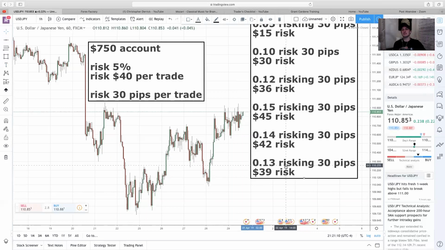So I hope you guys understand everything that I just went over. If you have any questions, feel free to reach out and ask me. But guys, this has literally helped me take my trading to the next level, just by understanding what lot sizes I should really be using.